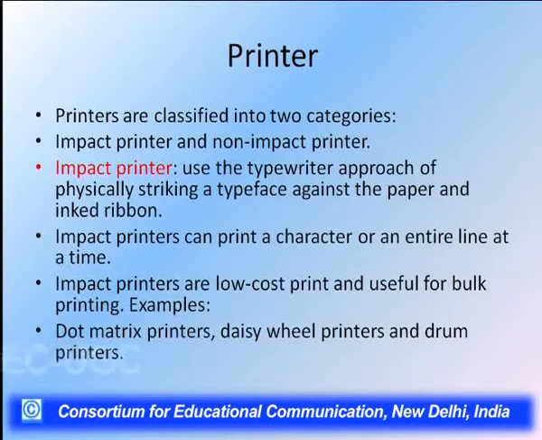Among impact printers, we have three main types. First is the dot matrix printer, which is commonly known as the DMP. Second is the daisy wheel printer, and the third is the drum printer. We are going to talk about each of these separately.